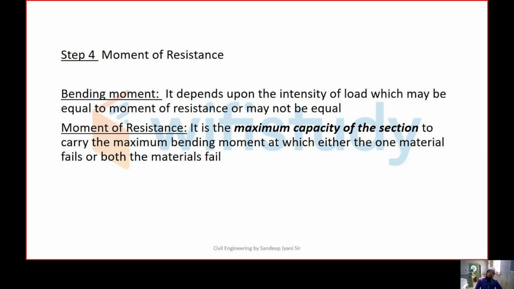Moment of resistance is not always called a moment, like bending moment. Actually, bending moment is also the moment of resistance, but it depends upon the intensity of load. That is the main point here. And the moment of resistance means the maximum capacity of the section. The maximum moment of resistance is also known as the moment carrying capacity.